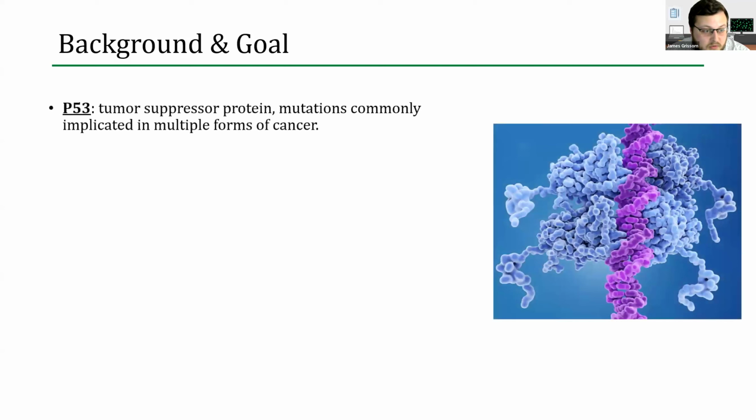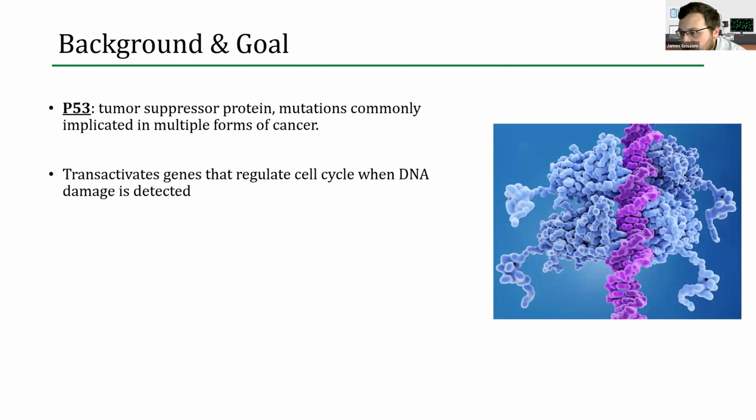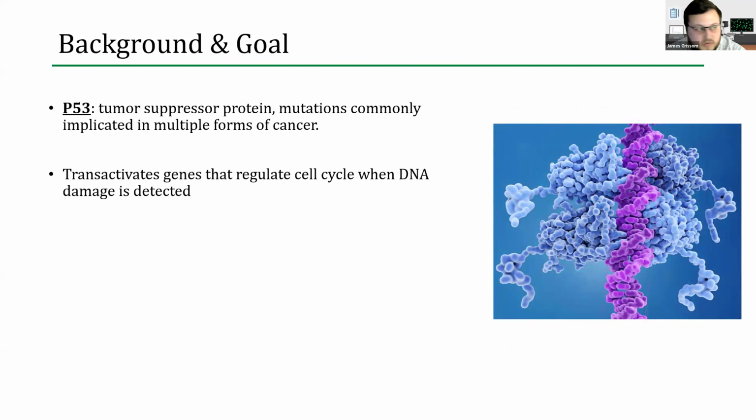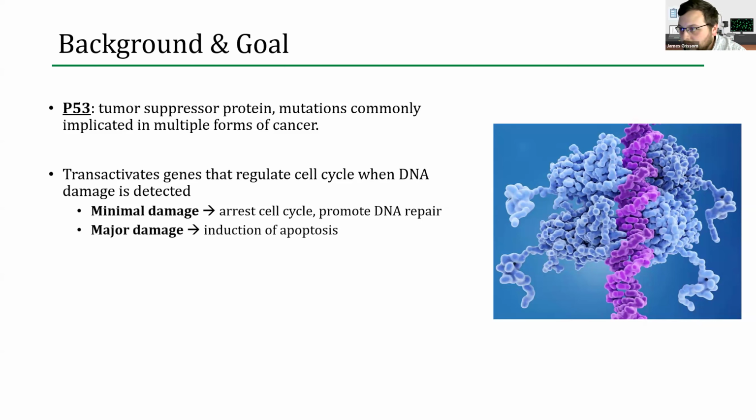To do so, we used this protein called P53, which is colloquially named the guardian of the genome. Right. So just a little bit of scientific background. Its main function is to transactivate genes that regulate the cell cycle in the presence of DNA damage. I have highlighted here for your convenience, in this image on the right, our DNA highlighted in purple. The different monomers of this protein can then interact directly with the DNA. Depending on how much damage there is in the cell, it can either promote cell cycle arrest, or if it gets really, really bad, it can actually induce apoptosis.